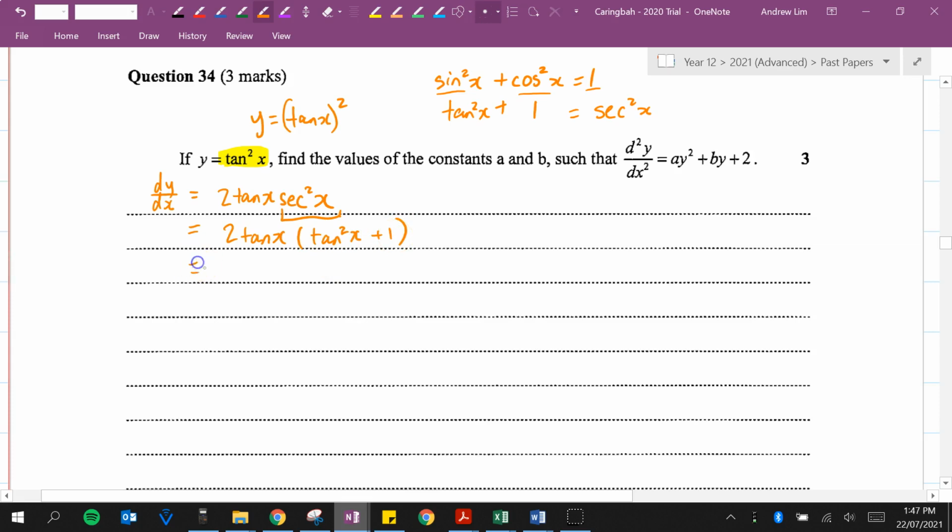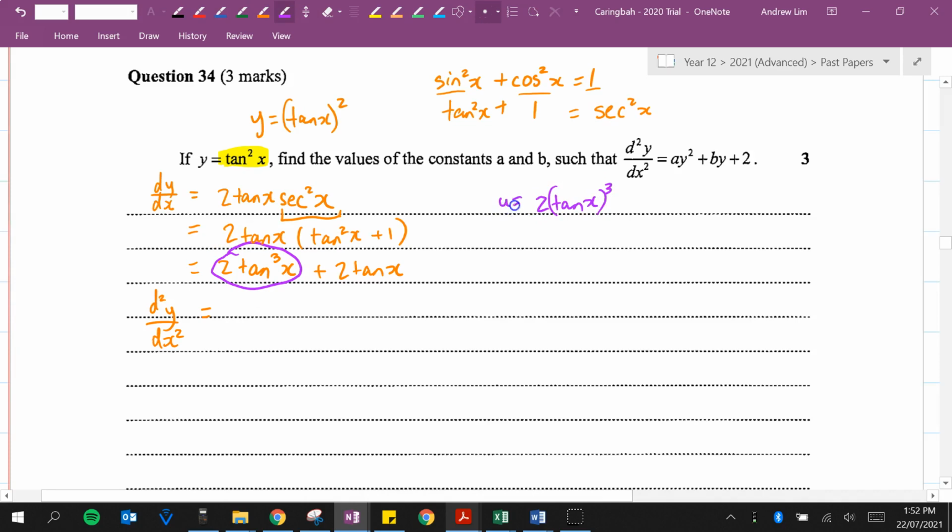I'm just going to expand this out: 2 tan cubed of x plus 2 tan of x. Now this will be a lot easier for us to differentiate for the second time. So d2y dx squared, this bit here, we need to use the chain rule again when we want to differentiate this. So technically we can rewrite that as 2 tan of x, that's cubed.